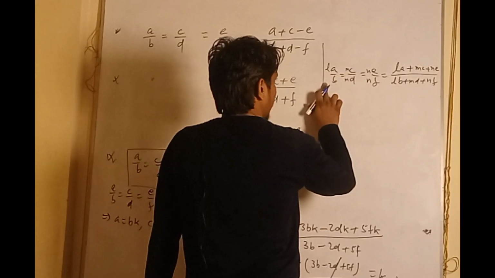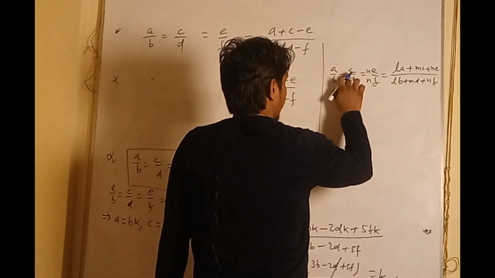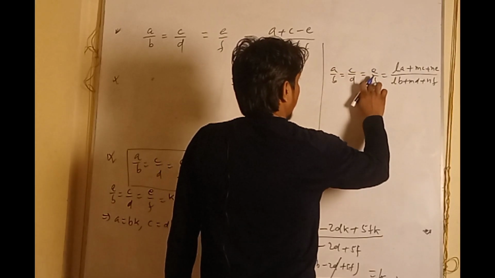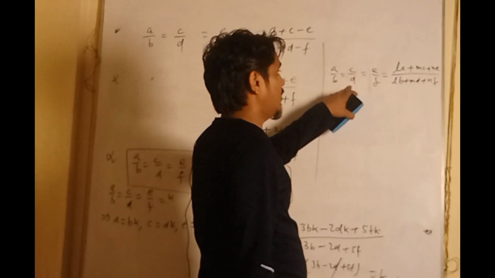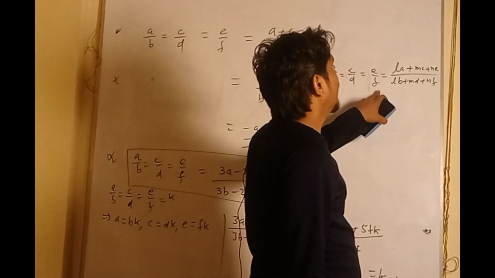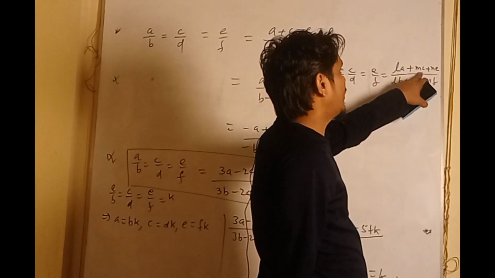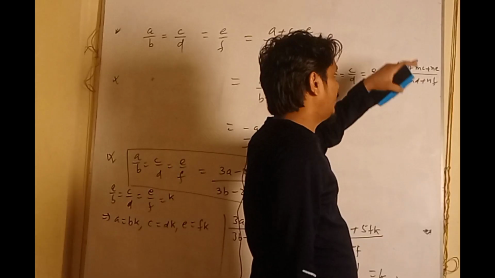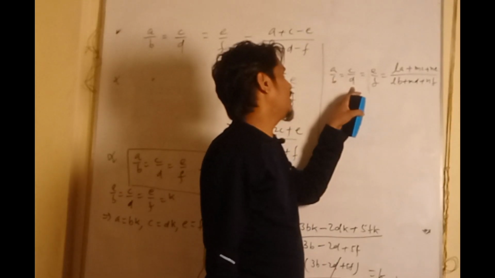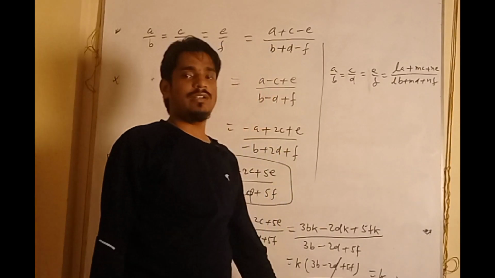Actually, these things I will not write here, I said it just for understanding purposes. So if we have a by b equal to c by d equal to e by f, then that will be equal to l times a plus m times c plus n times e, divided by l times b plus m times d plus n times f.